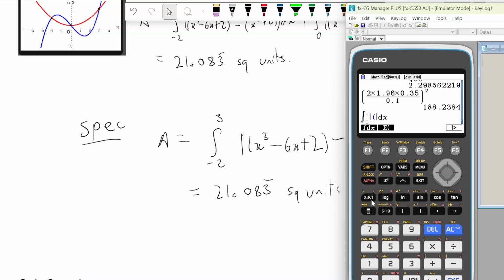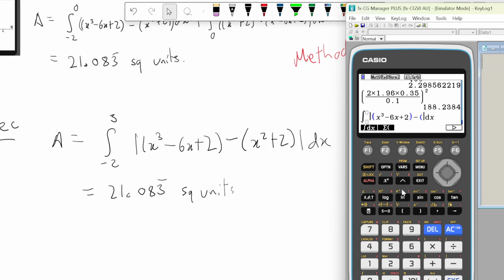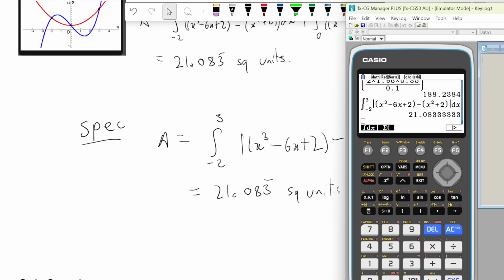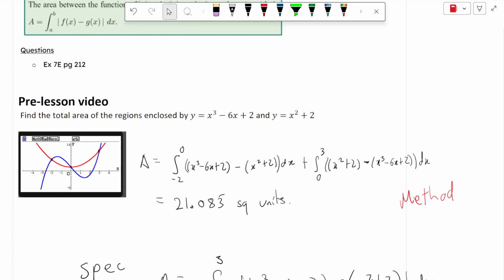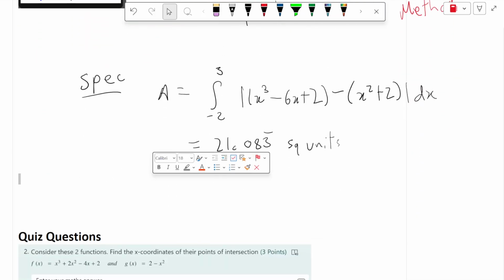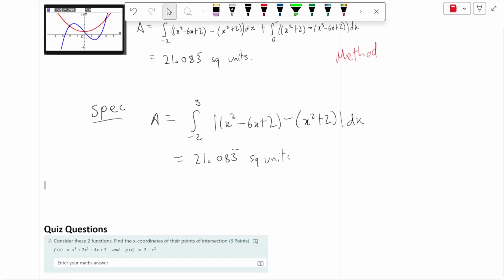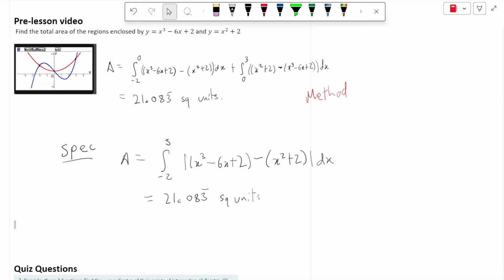X cubed takes 6x plus 2. X squared plus 2. Okay, the bounds go from -2 to 3, because that's like the whole range we're looking at. And we hit enter. Oh, it's 21.083. Who would have thought? So yeah, kind of unnecessary now that we got Casios, but this would have blown your mind if you were trying to do integrals by hand. It's much easier than doing a whole bunch of crossover points.